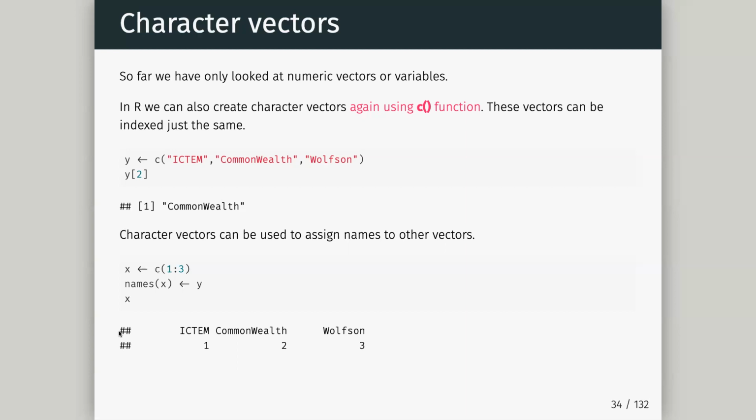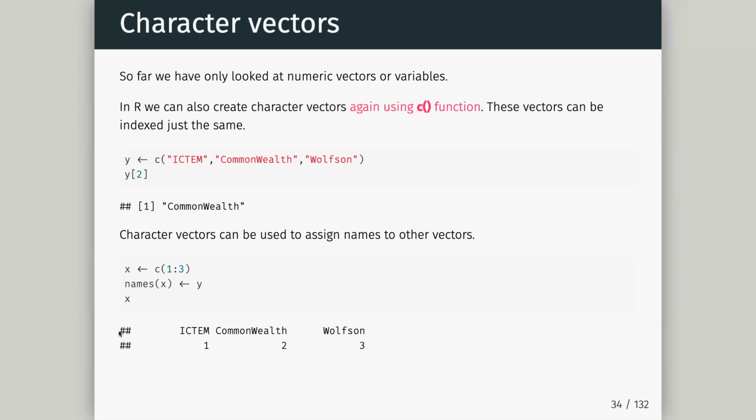And just like a normal vector, I can then index it and extract values. So if I want the second value of my vector, I just do y, square brackets, 2, and it pulls out the second value of my now string vector. We can also do something which is going to be useful later on for more complex indexing. So we can actually use character vectors like this to assign names to other vectors.